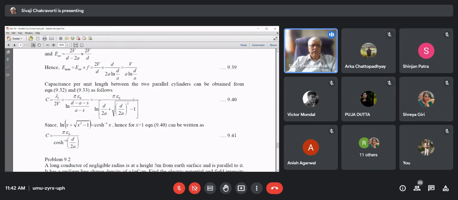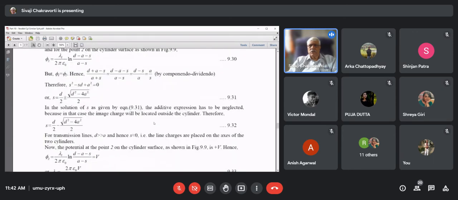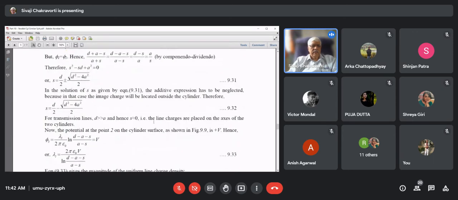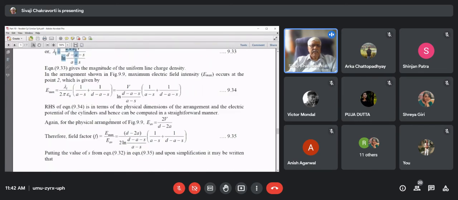And if somebody asks what will be the capacitance per unit length of this parallel cylindrical system, the answer is capacitance will be lambda 1 by 2v, and we know the lambda 1 expression which has been already obtained earlier. Let me show you. Yes, here is lambda 1, 9.33. So lambda 1 by 2v is pi epsilon 0 divided by ln of that.